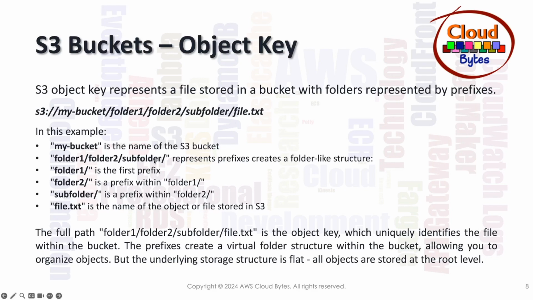Then folder1, folder2, and subfolder, from here till the file, are called prefixes. They look like a folder structure, but they're just prefixes. So this is the first prefix, then folder2 is a prefix within folder1, then subfolder is a prefix within folder2. Finally, you have file.txt. File.txt is the name of the object, or the file that you have stored in S3. The overall path from folder1 to file.txt is the object key, which uniquely identifies a file within the bucket. These prefixes are like a virtual folder structure, and the underlying storage structure is flat, and all the objects are stored at the root level.